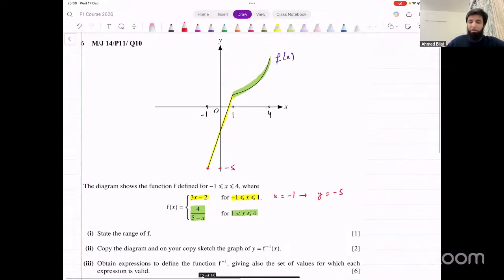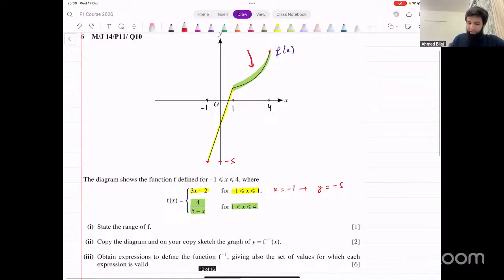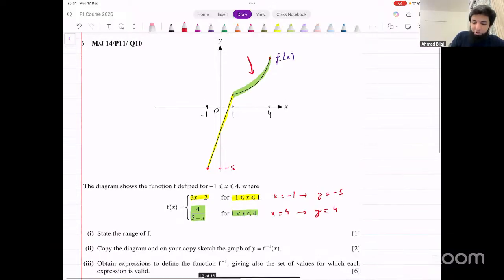Okay. Similarly, look at the other extreme point, this point here. The x value here is 4, but this value will be input in the green function, which is the curve, right? That's when x is equal to 4. So what's the curved part now? 4 over 5 minus x. Let's input the value of x here. That will give us 4 over 5 minus 4, which is 4. So the y value here is 4. On the vertical axis, this point is going to be 4.